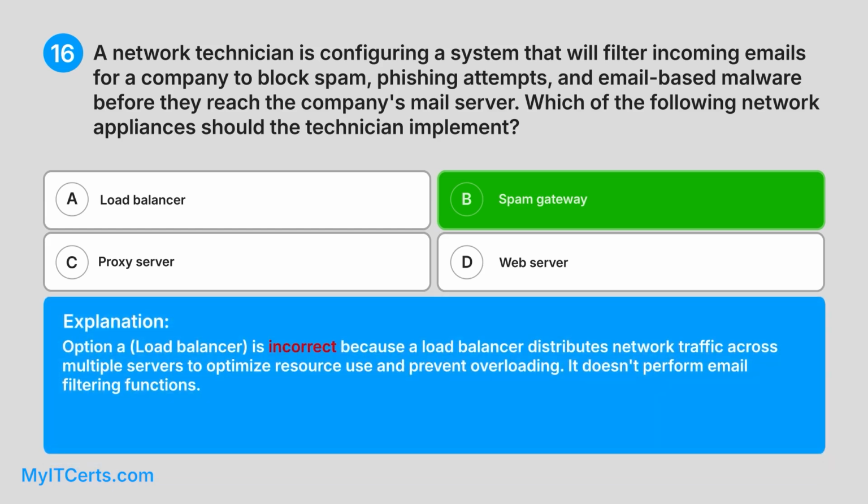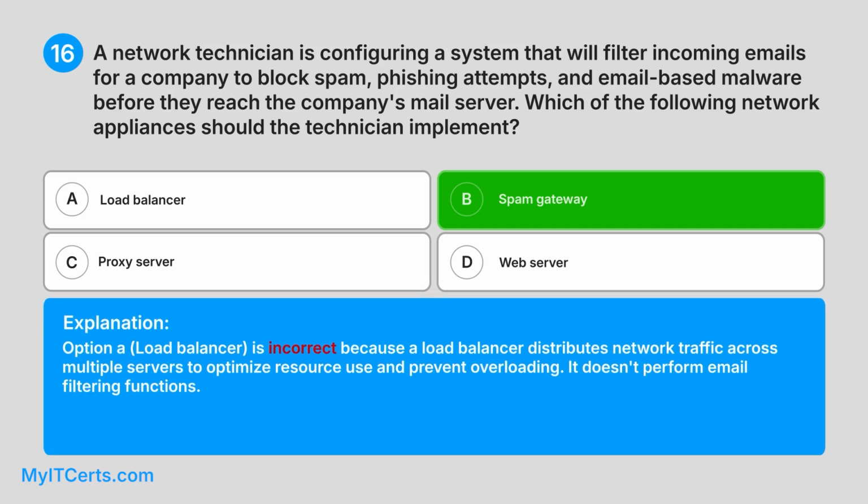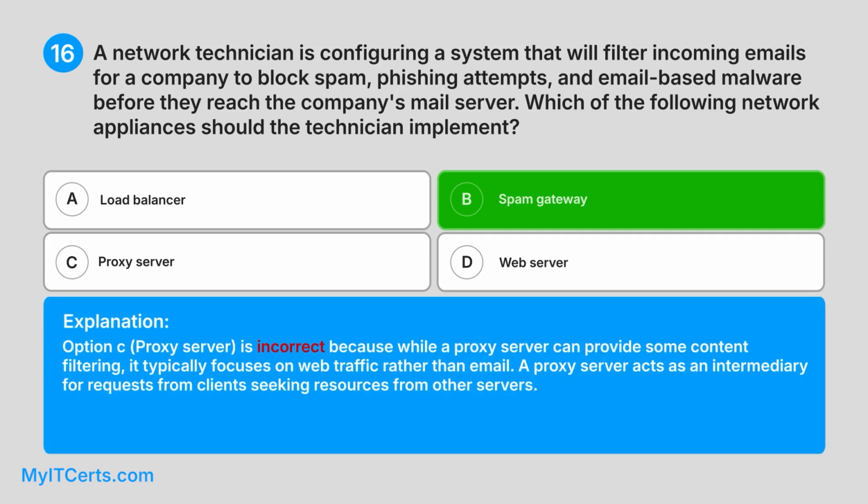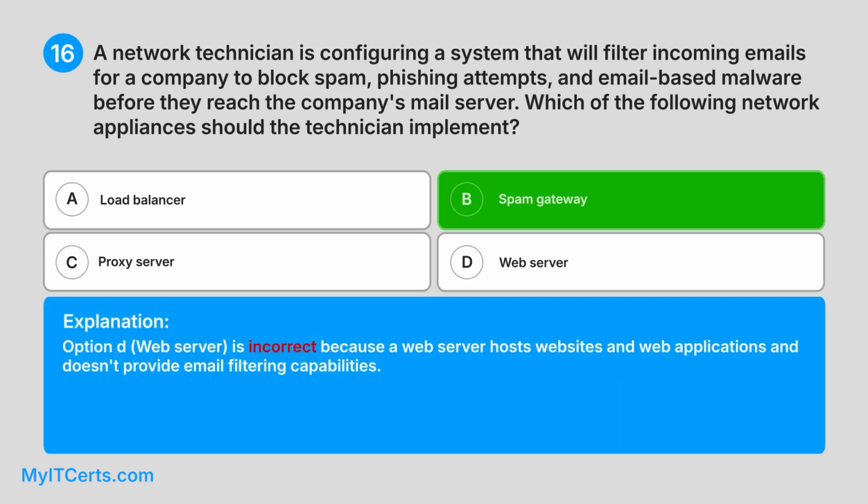Option A. Load balancer is incorrect because a load balancer distributes network traffic across multiple servers to optimize resource use and prevent overloading. It doesn't perform email filtering functions. Option C. Proxy server is incorrect because while a proxy server can provide some content filtering, it typically focuses on web traffic rather than email. A proxy server acts as an intermediary for requests from clients seeking resources from other servers. Option D. Web server is incorrect because a web server hosts websites and web applications and doesn't provide email filtering capabilities.